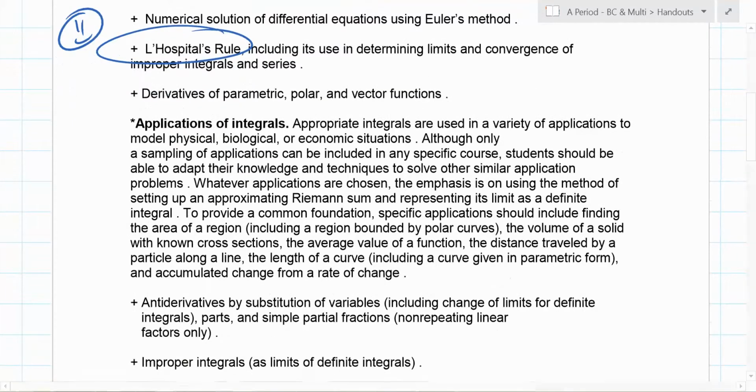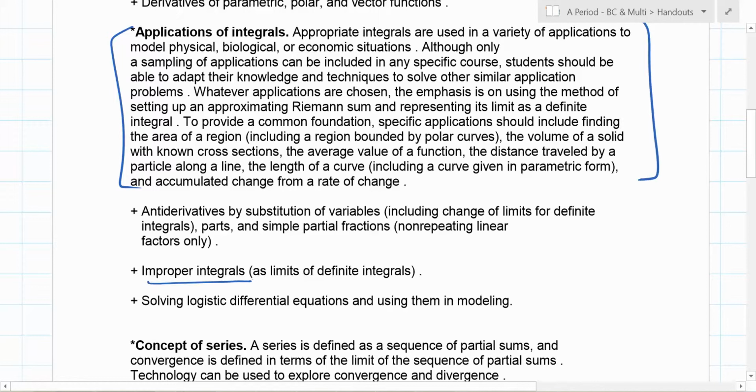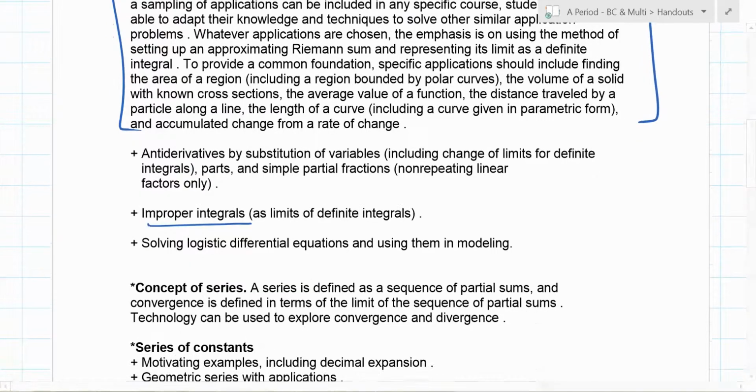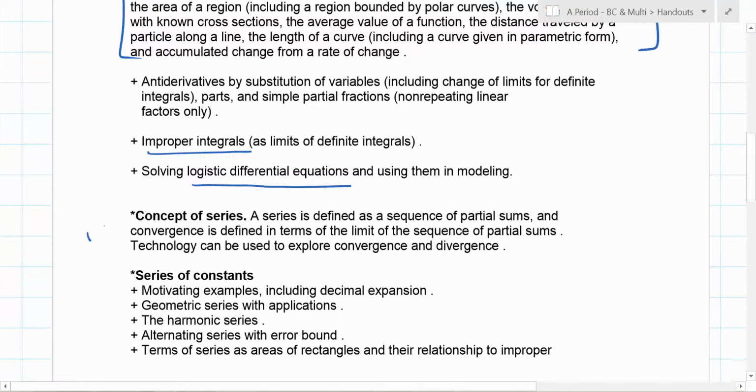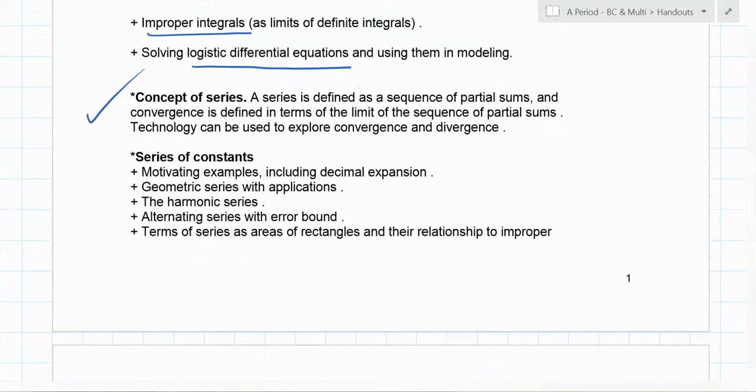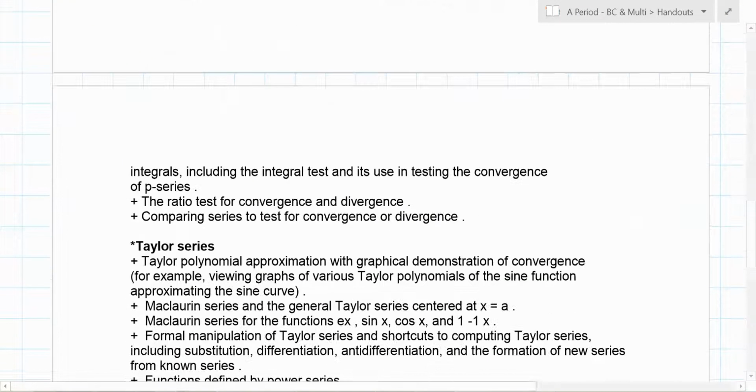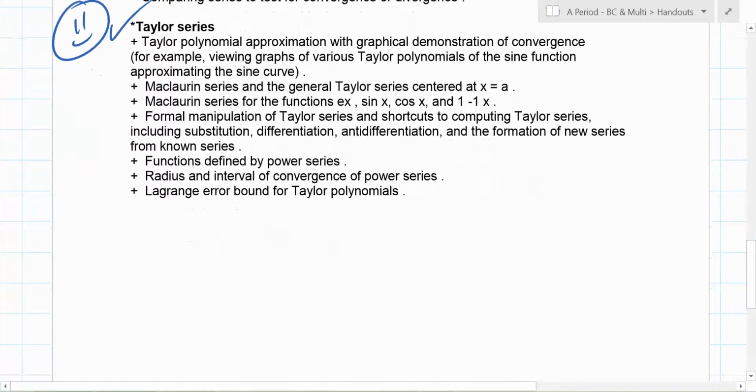Lots of antiderivatives. There's a huge block of text right here. We're about to get to improper integrals. We've seen them a little bit. Wow, logistic differential equations is coming up. Oh, we've talked about series, harmonic, alternating, all sorts of, Taylor series. Remember that fun land of fun? It's a good time.